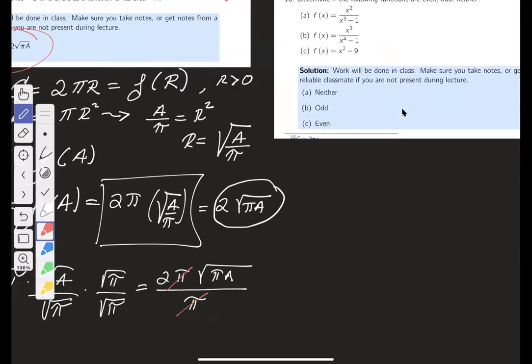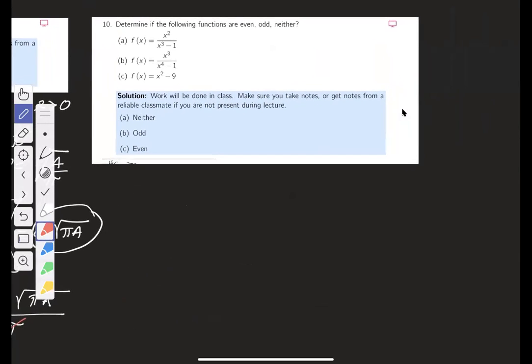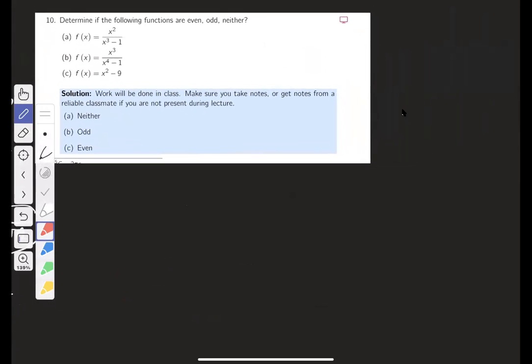All right, let's go to number 10. And number 10 is a question about, is the function even, odd, or neither? And let me remind you what an even function is. So let's take a look. The test for even is, does f of x equal f of minus x? If it does, we're going to say it's even.